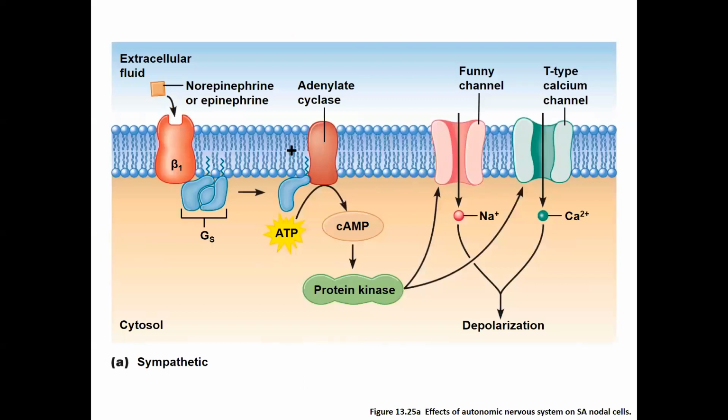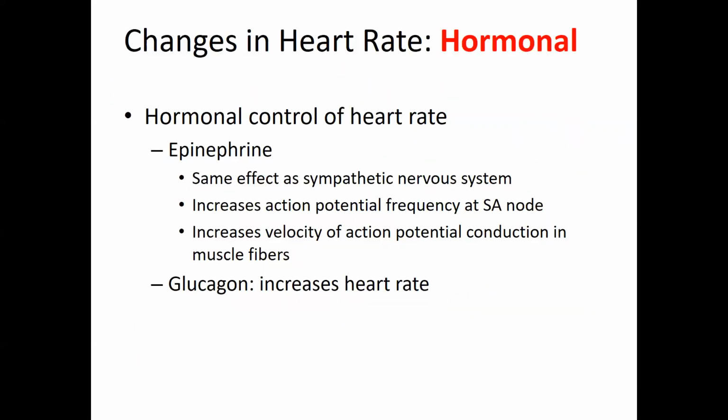Okay? So think about the effect of the neurotransmitter here being the same effect as the hormone epinephrine. It's going to increase the action potential frequency. It's going to increase the velocity of the action potential in muscle fibers, and it basically is going to speed up the heart rate, speed up the contractility. The other hormone that plays a role on heart rate is glucagon. Glucagon is a metabolic hormone. It's going to increase how cells uptake glucose. It's going to increase the heart rate. We're not going to get too much into the mechanism of how glucagon acts, but we just want to know that it has an effect of increasing the heart rate.